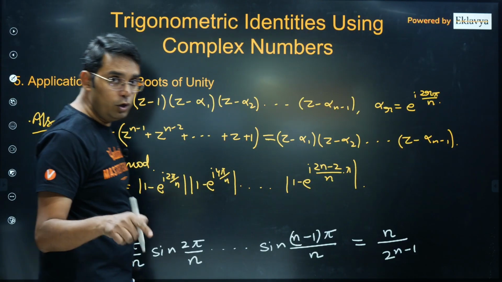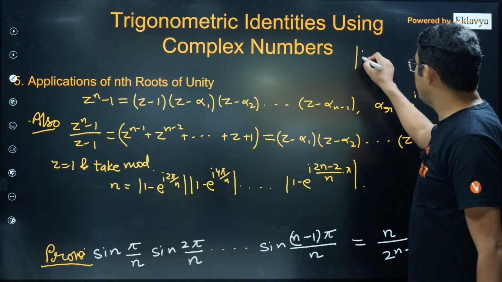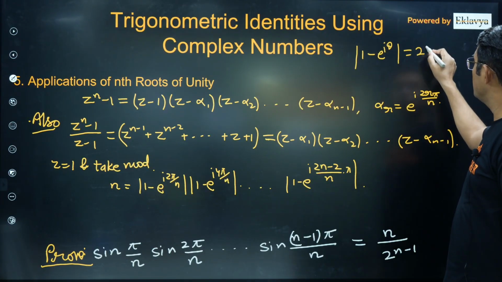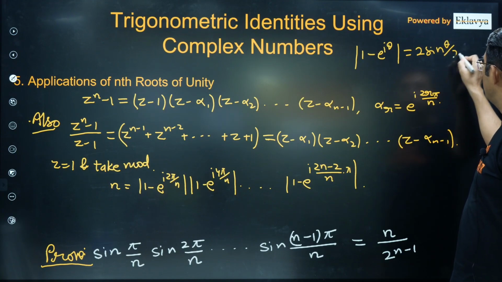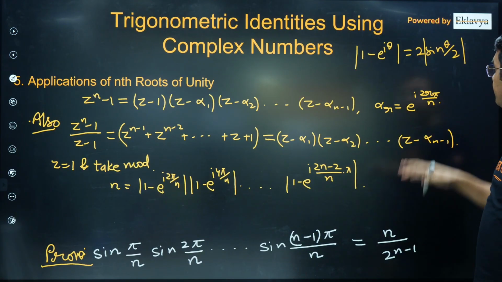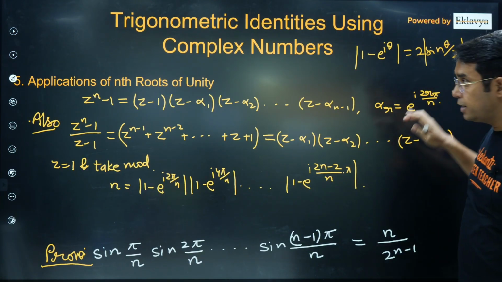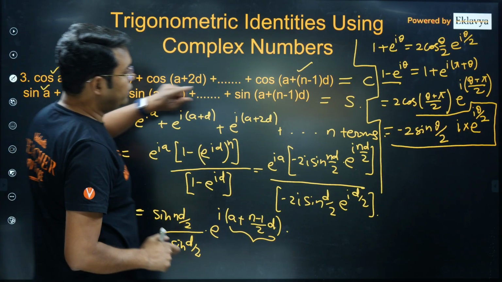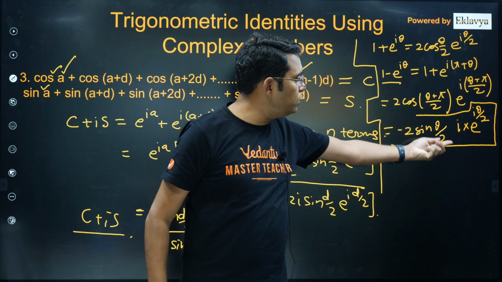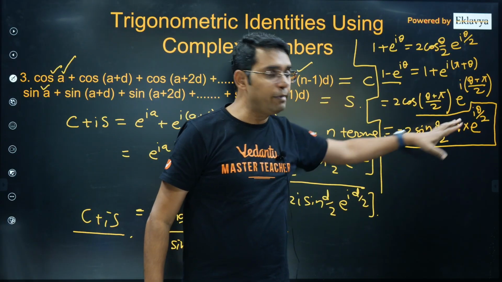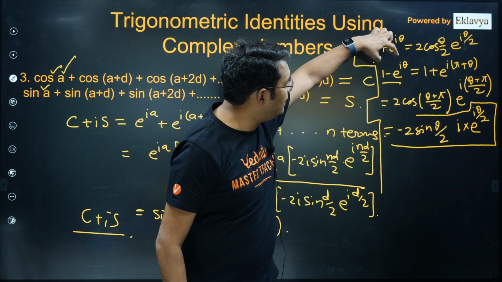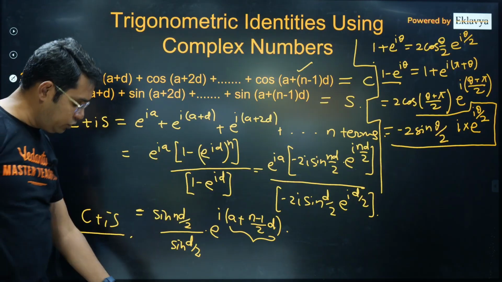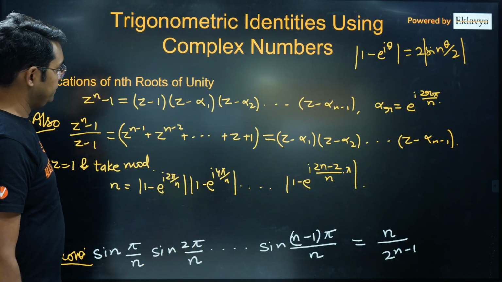Now I think I have already told you this thing, that for 1 minus e power iota theta, the mod has to be 2 sine theta by 2. Mod actually, because sine may be negative, so 2 sine theta by 2 will be the mod of this thing. If you remember that slide, I'm talking about this one. So this is 2 sine theta by 2 into iota into e power iota theta by 2. So the mod of this 1 minus e power iota theta will be just 2 sine theta by 2. That's it. If that is so, I think we are done, isn't it?